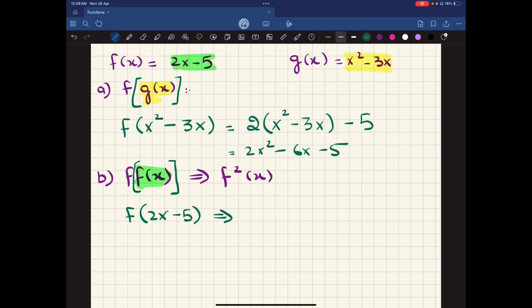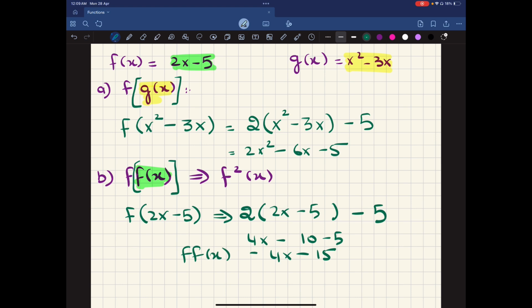It becomes a simple function now. You're going to go to function f, and in place of x, you're going to substitute 2x minus 5. So wherever there's x in the function, 2 times x, we're going to make the replacement, minus 5. What is the replacement? 2x minus 5. So 4x minus 10 minus 5, 4x minus 15. So f of f of x equals 4x minus 15.